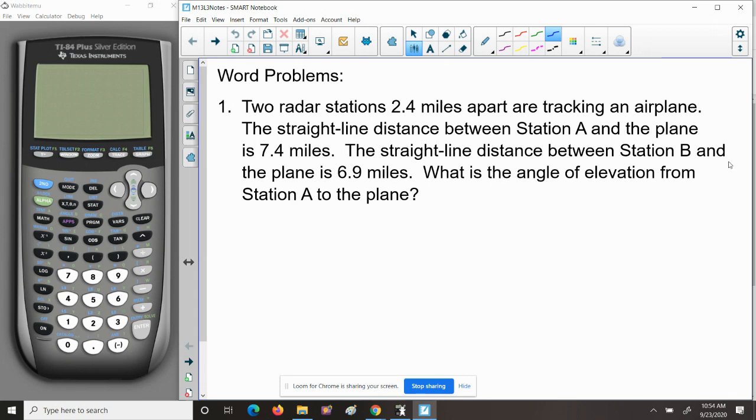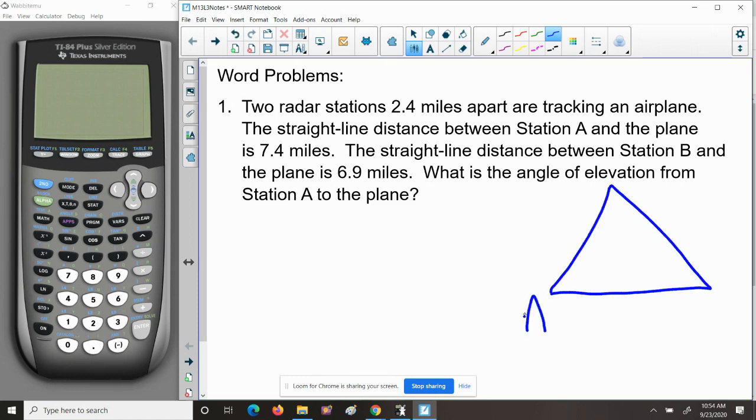Two radar stations 2.4 miles apart are tracking an airplane. The straight line distance between station A and the plane is 7.4 miles. The straight line distance between station B and the plane is 6.9 miles. What is the angle of elevation from station A to the plane? Okay, so let's draw a quick picture.